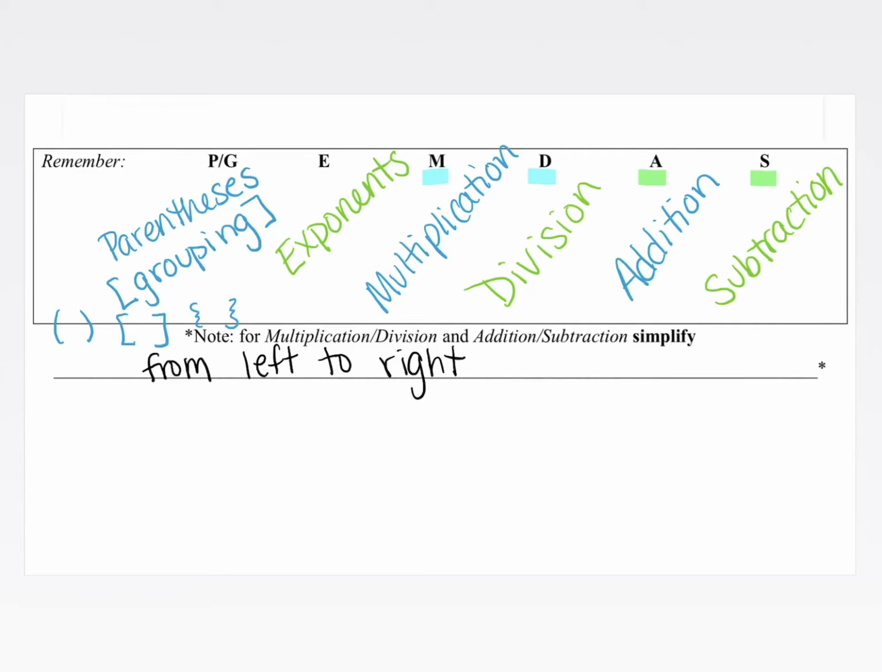But sometimes we might see the acronym represented like P, E, M or D, A or S, this vertical method. And they're kind of interchangeable, the M and the D and the A and the S. So we want to simplify whichever comes first.